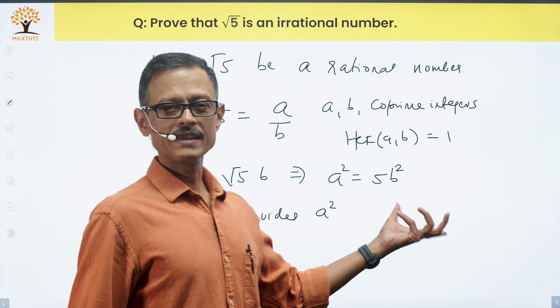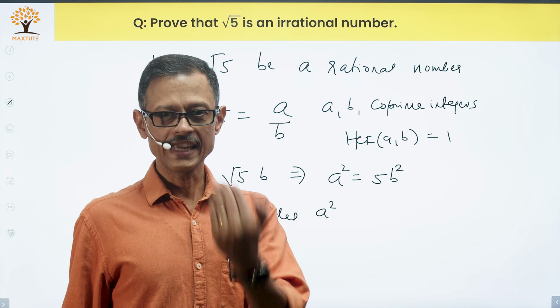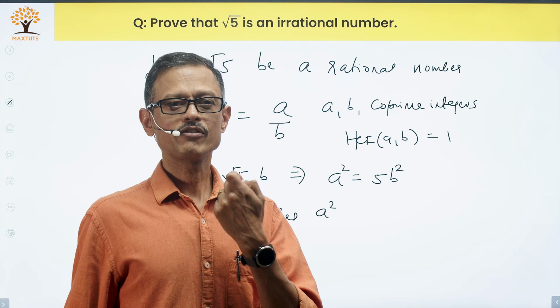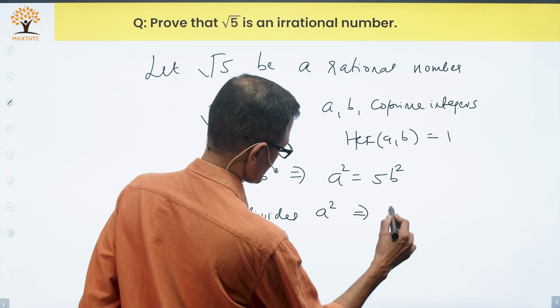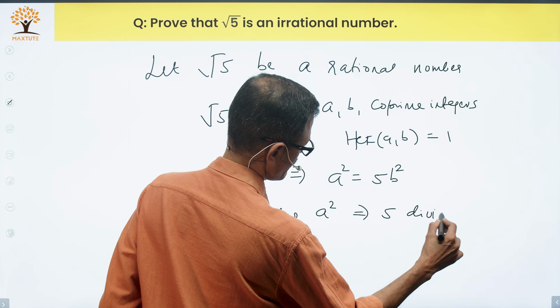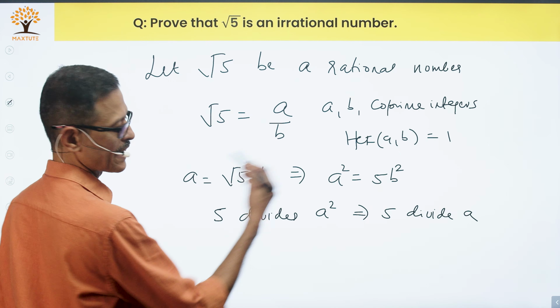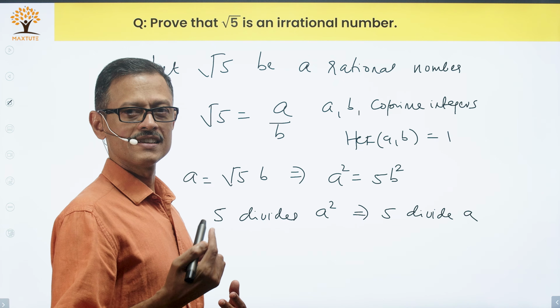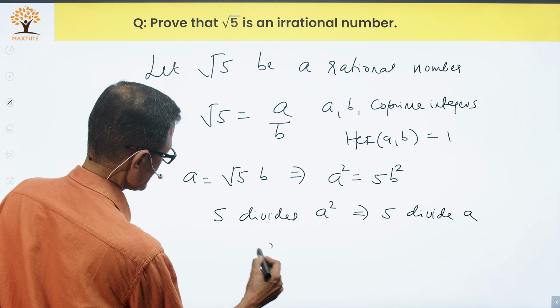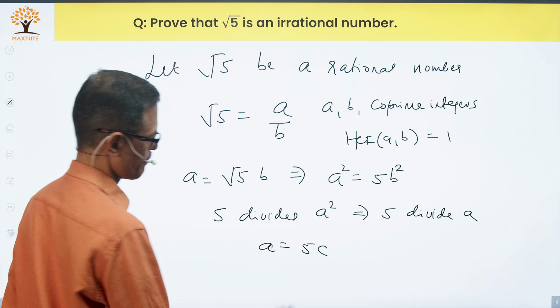A is an integer, b is an integer. If 5 divides a square, then necessarily 5 will have to divide a. So if 5 divides a square, it implies that 5 will divide a. So we can write a as some multiple of 5. If 5 divides a, then a is a multiple of 5. So we'll write a is equal to 5c.